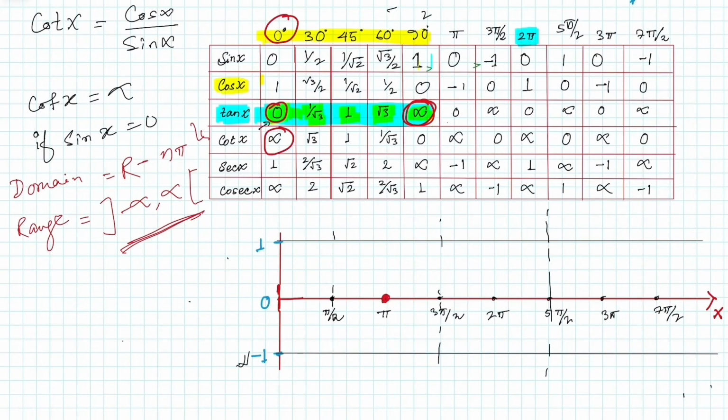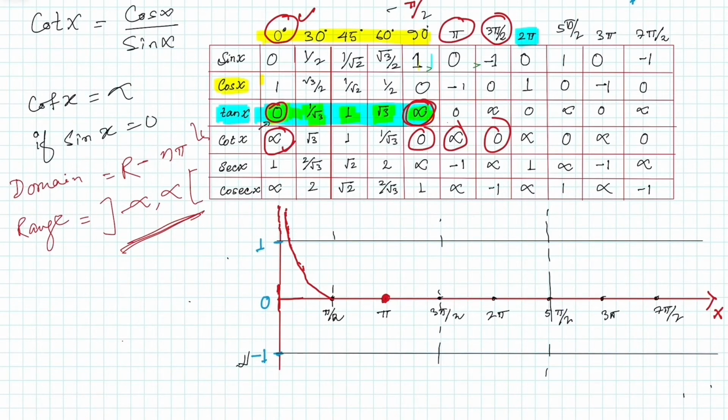So at 0 degree, cot is infinity. At pi by 2, it is 0. At pi, again infinity. At 3 pi by 2, again 0. Okay, so at 0 it is infinity, so we will obtain such a kind of graph like this.